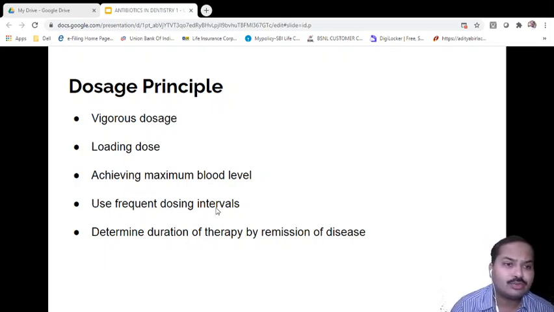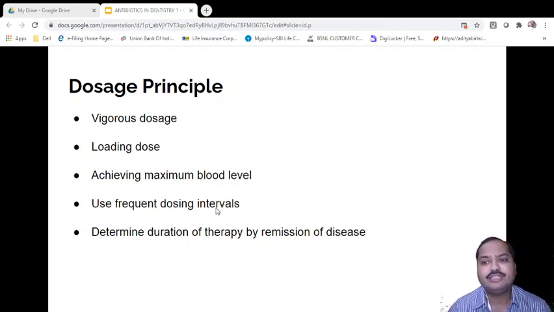Now, the loading dose says that when we start the antibiotics, we have to give a higher dose, which will make the antibiotic reach maximum therapeutic blood and tissue levels when we are giving it orally. So a loading dose will give that achievement quickly. Otherwise, it will take 6 to 12 hours to reach those maximum therapeutic blood levels.